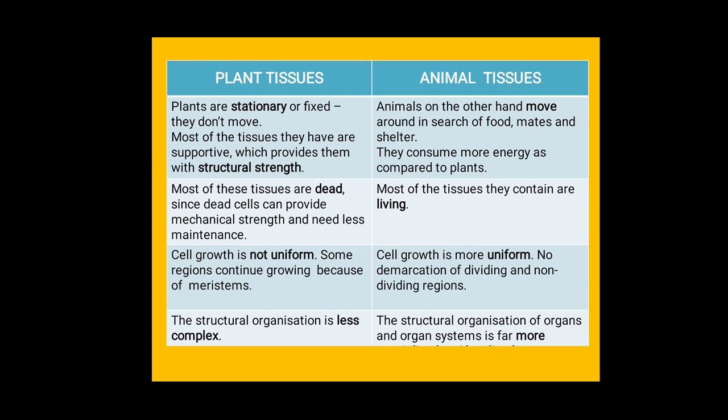Whereas in animal tissues, because animals are continuously moving, you have different types of tissues for different functions. And most of these are living. Very few are examples where the cells are dead. Then when you talk about plant tissues, the growth is not uniform. What does this mean? That in the plant there are some regions which continue to grow.